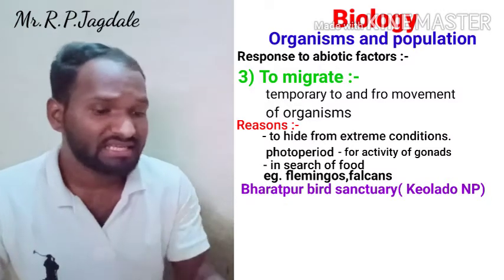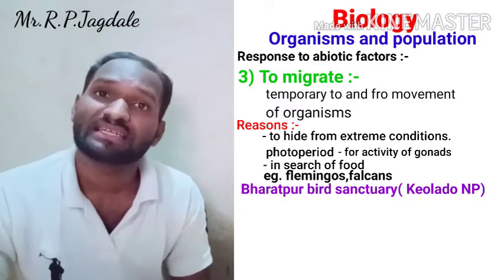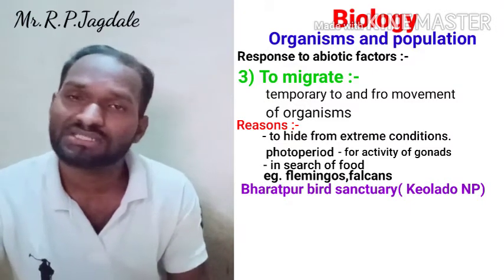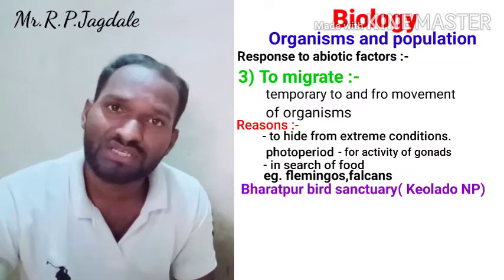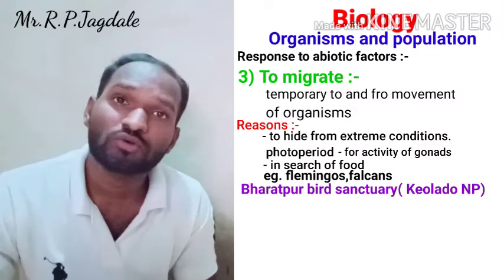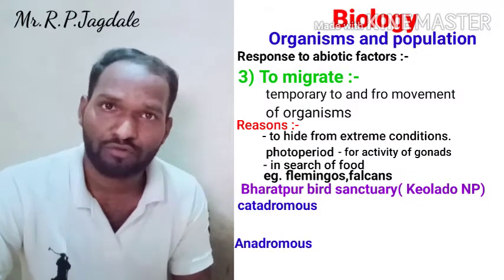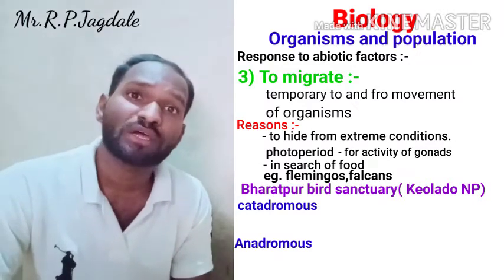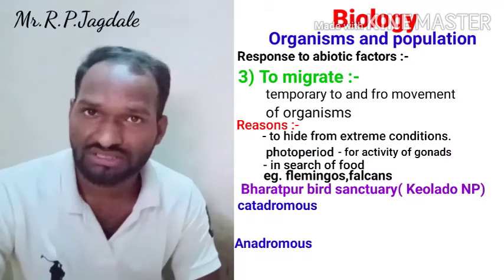Now coming to the second part, that is, in the case of fishes. Birds are over, now coming to the fishes. Fishes are also migratory. There are two types of fishes according to their place of migration, from where to where they are going. The two types are called catadromous and anadromous fishes.